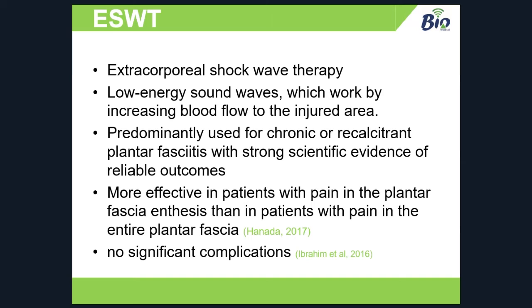Now, a recent paper which I've mentioned here found it to be more effective for treating plantar fasciitis in middle-aged patients, and they also found that ESWT was effective in patients not only playing recreational sport, but also just activities of general daily living. Another point in that paper was they found it was more effective in patients with pain in the plantar fascia emphasis rather than patients that had the pain along the entire plantar fascia.